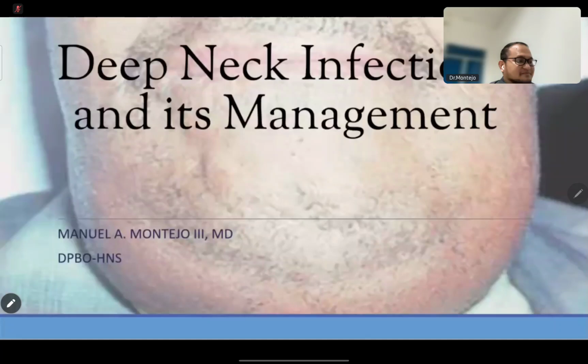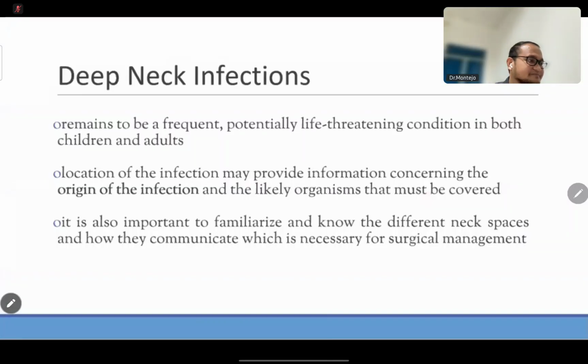we will go through deep neck infection and its management. You commonly see this in the OPD in neglected cases. So let's start. Deep neck infection still remains a potentially life-threatening condition in both children and adult patients. The location of the infection provides the origin of the infection. And you should also apply what you learned about the different fascial planes in order to know their route of spread and their complications.